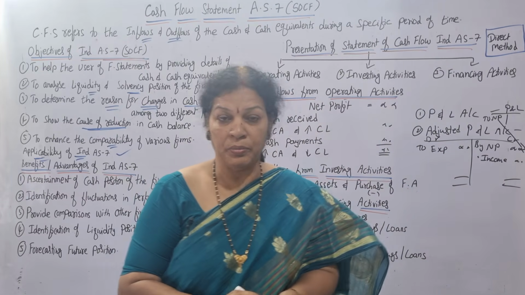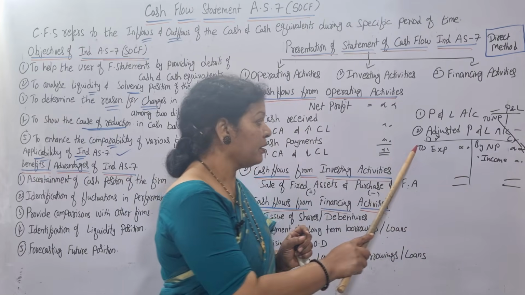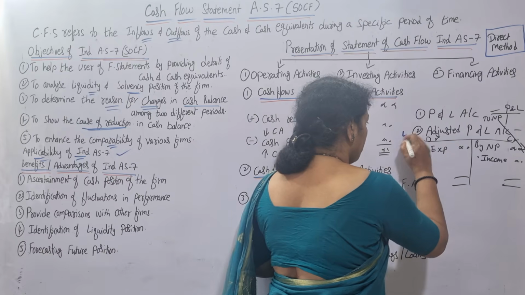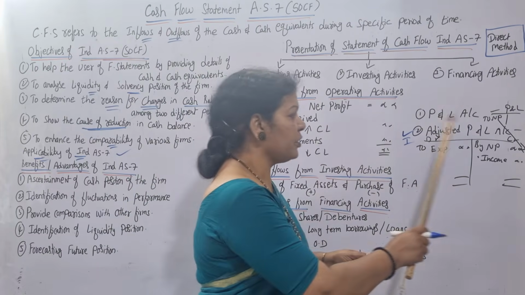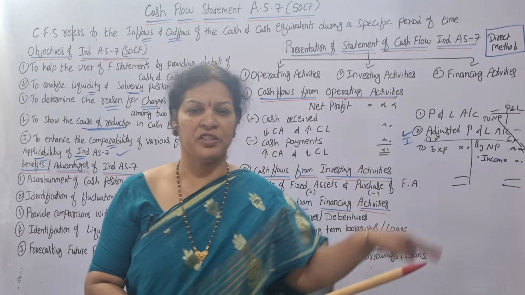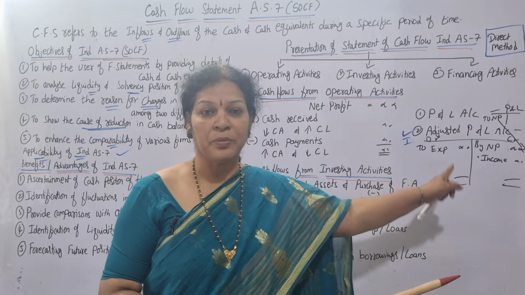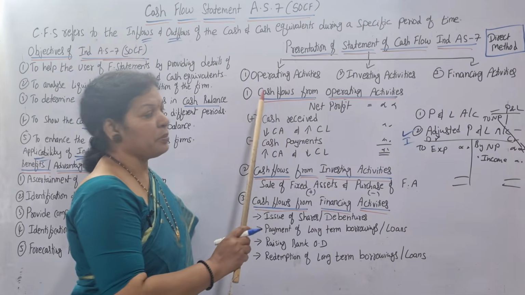Now, before preparation of the cash flow statement, what do you have to prepare? The adjusted profit and loss account. This you have to prepare. This is step number 1. This need not be prepared. Already in the financial statements it's given. What are we preparing first? The adjusted profit and loss account. Then after that we are preparing the cash flow statement.